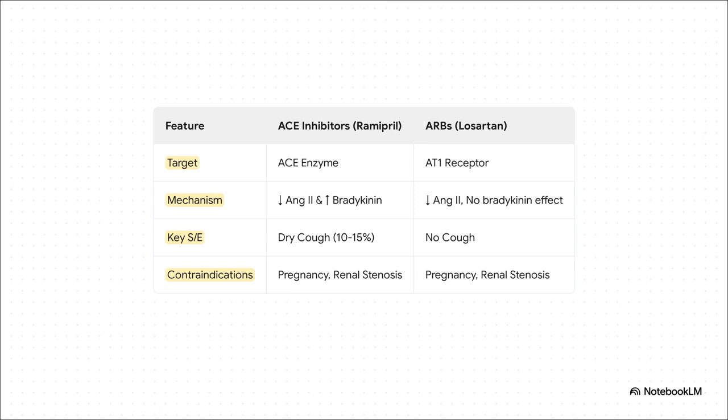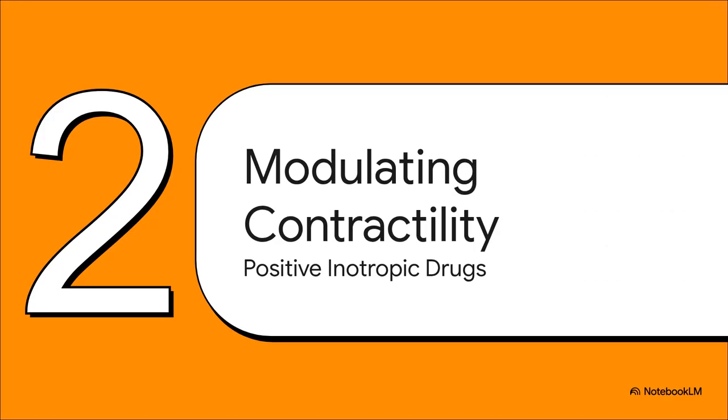ARBs are cleverer. They just skip the enzyme and go straight to blocking the receptor. No effect on bradykinin means no cough. It's why they're the go-to if someone can't handle an ACE inhibitor. And I cannot stress this safety point enough: never use an ACE inhibitor and an ARB together. That dual blockade is a recipe for dangerously high potassium and kidney failure. It's an absolute contraindication.